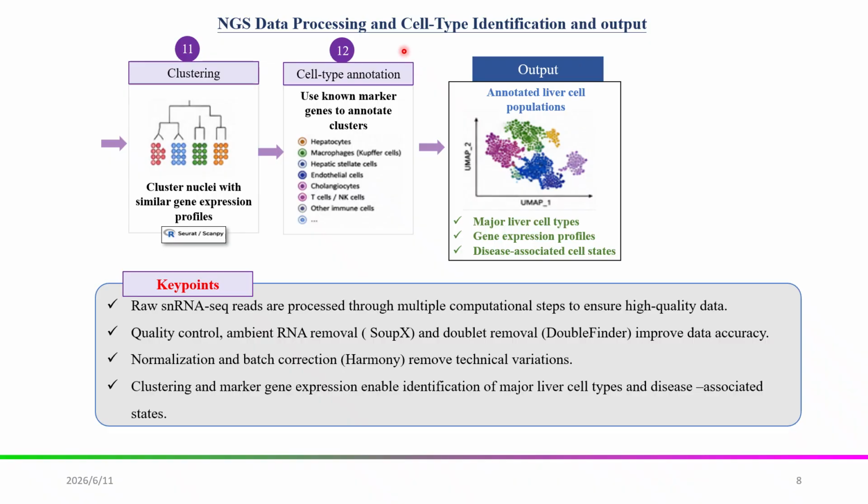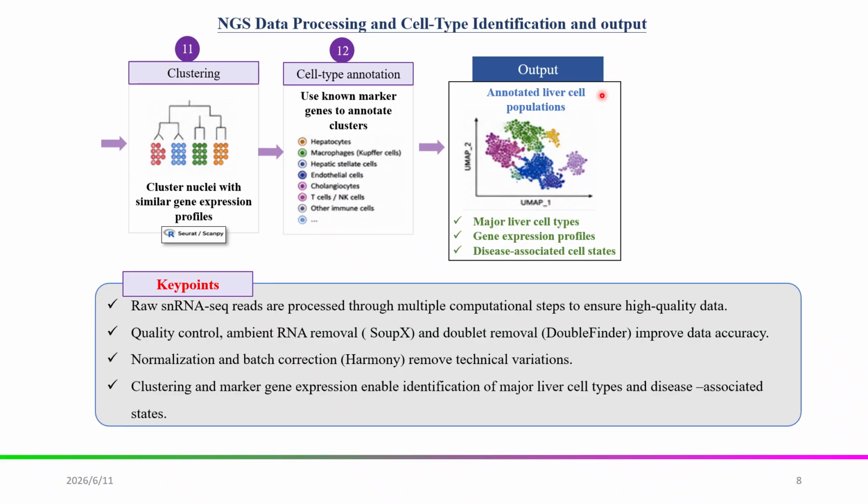Next, the slide, step 11. After UMAP visualization, the nuclei are grouped by clustering. This means nuclei with similar gene expression profiles are placed into the same group. Step 12. Then the clusters are given biological names using known marker genes. For example, marker genes help identify hepatocytes, macrophages, hepatic stellate cells, endothelial cells, cholangiocytes, and immune cells.